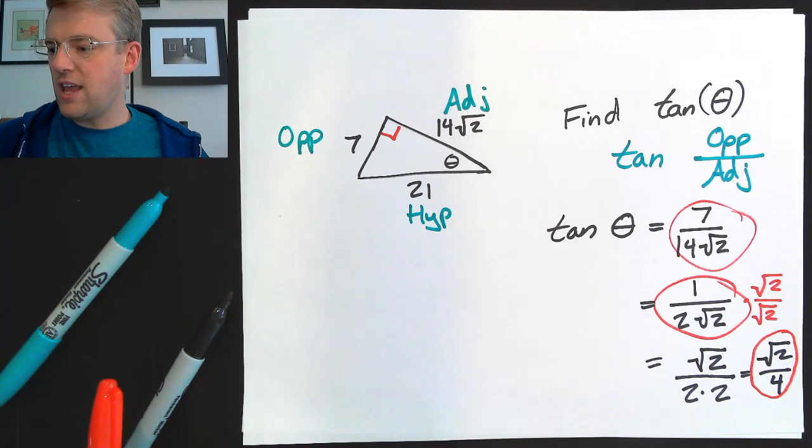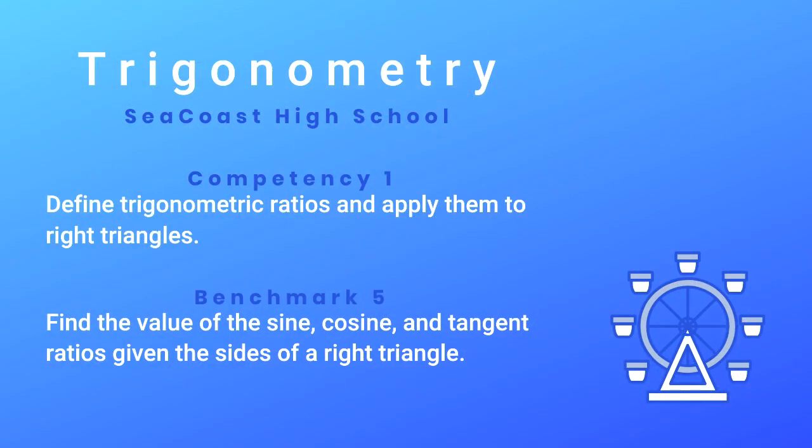So today we talked about finding the cosine, sine, and tangent ratios given the sides of a particular right triangle.